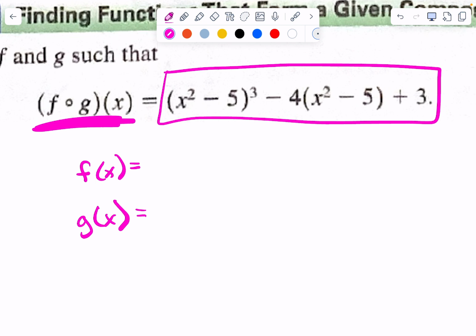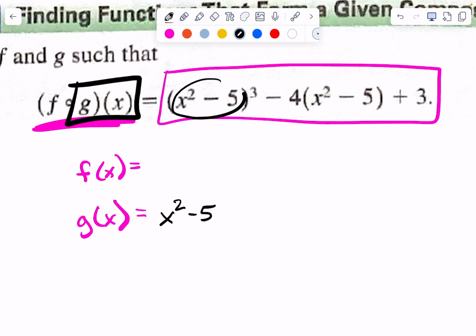Which one is the inside function, by the way? G, right? It has to be g because g is on the inside. Which function am I sticking inside? Yeah, but what part of this is getting stuck inside? Yeah, x squared minus 5. That's what's going inside of the parentheses, right? So I can call g that, but what would f be then?